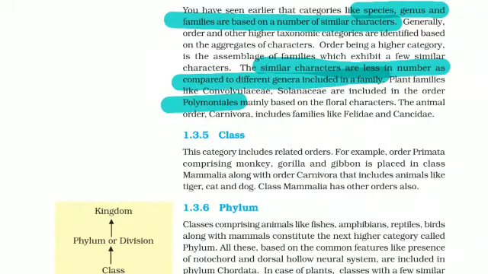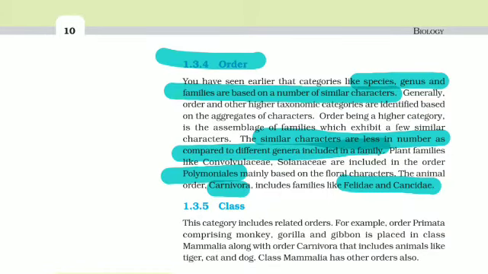So for the animal order Carnivora, in the animal kingdom, the order Carnivora represents the families Felidae and Canidae. Carnivora, as the word suggests, are those which consume animals, that is carnivores. So they have given the name based on the food they take in. So the animal order Carnivora has the families Felidae and Canidae.